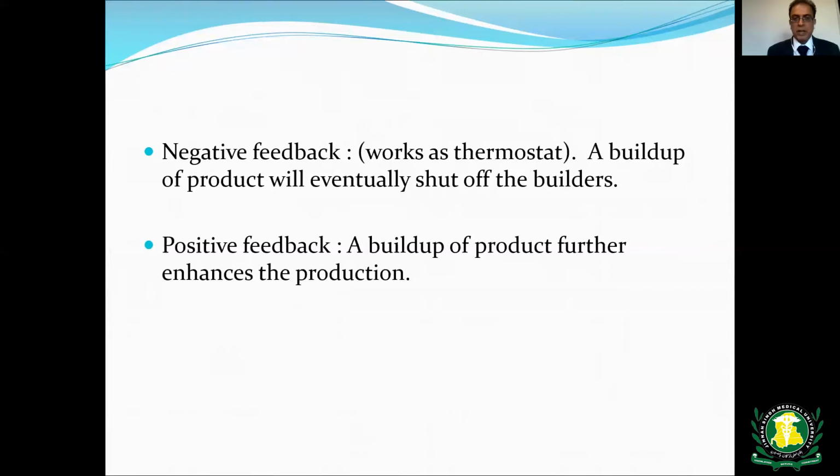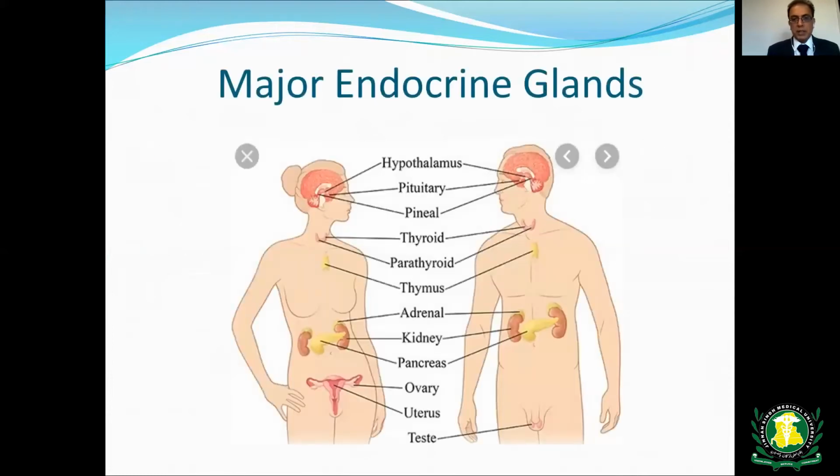And positive feedback is rare, but an example is during labor: once the uterine contractions have started, they further enhance each other till the baby is delivered. So these are the major endocrine glands.